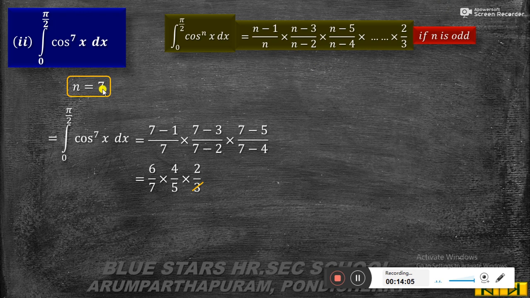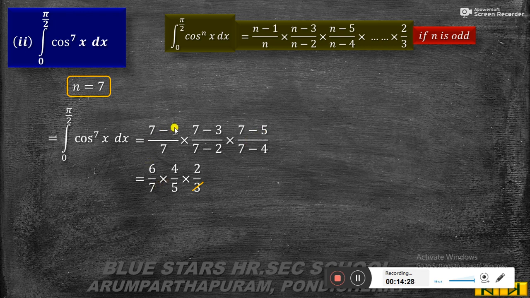I substitute n equal to 7, so integral 0 to pi by 2 cos power 7x dx equals 7 minus 1 by 7, 7 minus 3 by 7 minus 2, 7 minus 5 by 7 minus 4, and 7 minus 7 means it comes to 0. So we stop up to 7 minus 5. Before the 0 we stop. 7 minus 7 means 0, so you stop up to this.